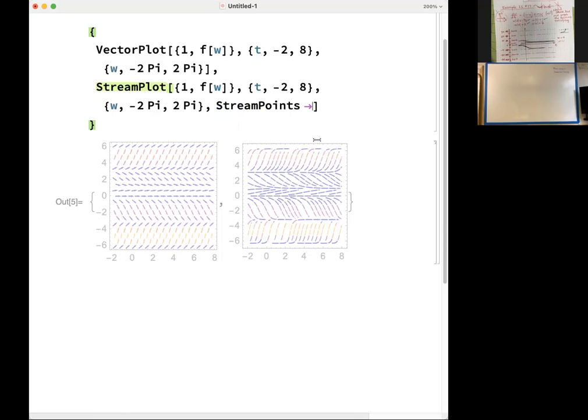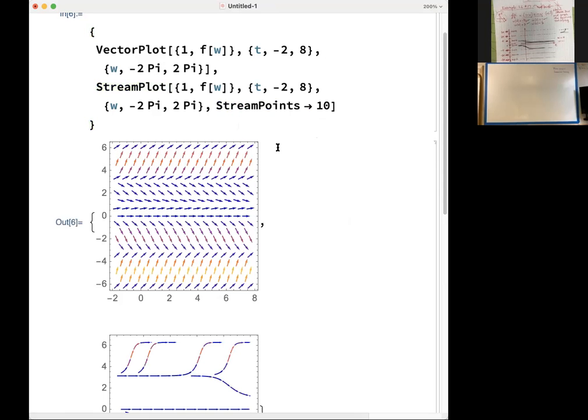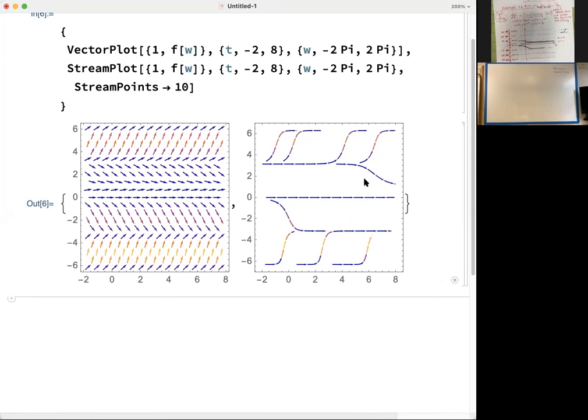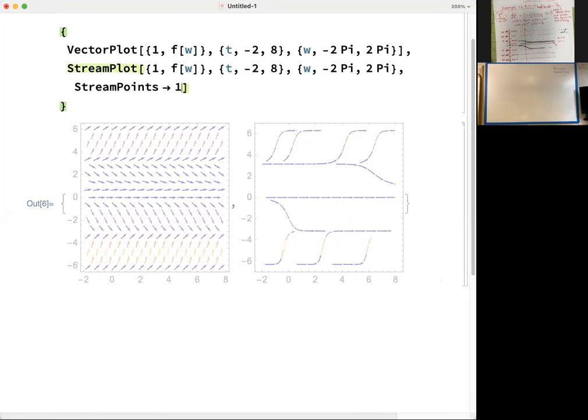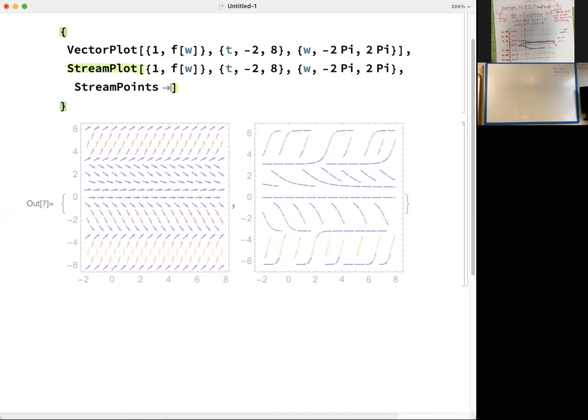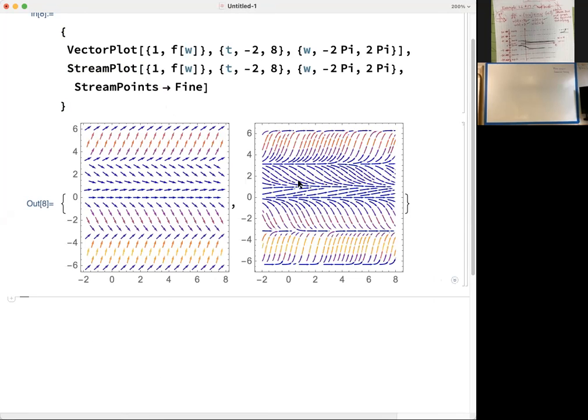So let's say, notice 10 stream points. Let's just see what that would do. I'm going to open my window a bit. So the Mathematica picks 10 random places. Let me pick the other stream points, coarse stream points. Mathematica just give me a good selection. How about fine stream points? Well, Mathematica overdoes it, although it's pretty.